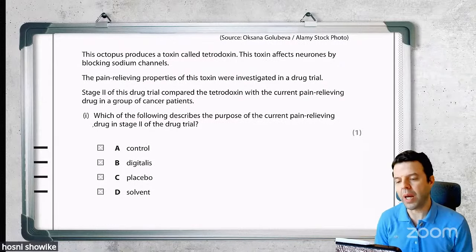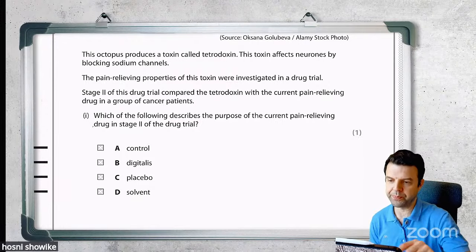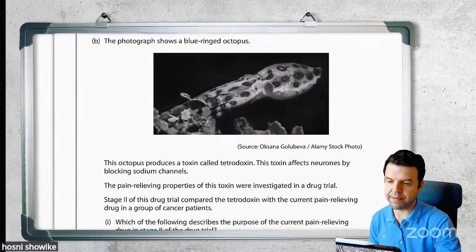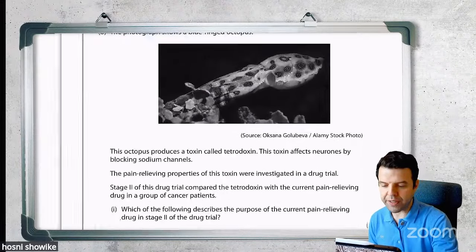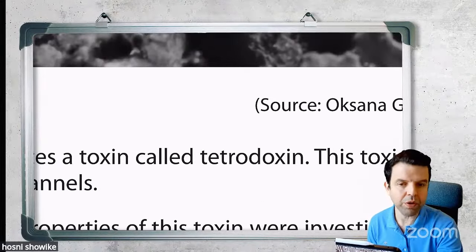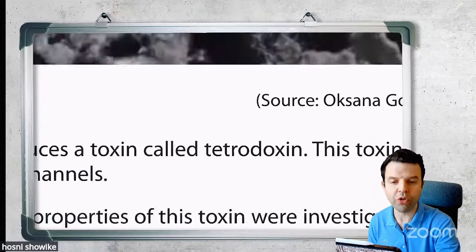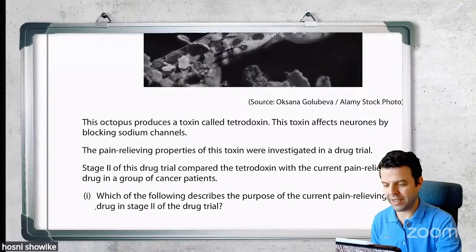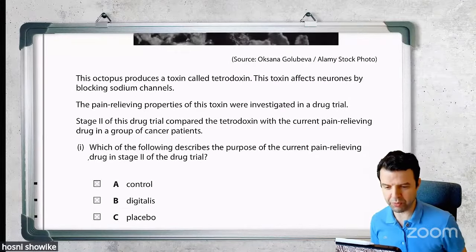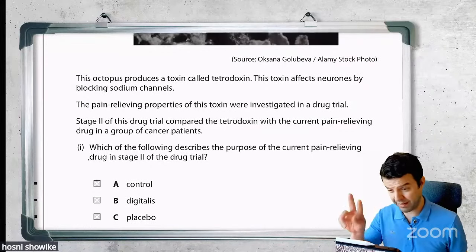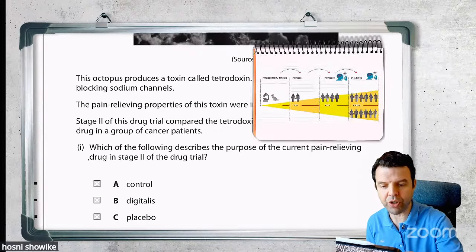Which of the following describes the purpose of the current pain relieving drug? What's this about? They've noticed that this octopus, you can extract some chemical, a drug called, I'm just going to call it T, tetrodotoxin. And they said, which of the following describes the purpose of the current pain relieving drug in stage 2 of drug trials? So just a quick reminder about drug trials.